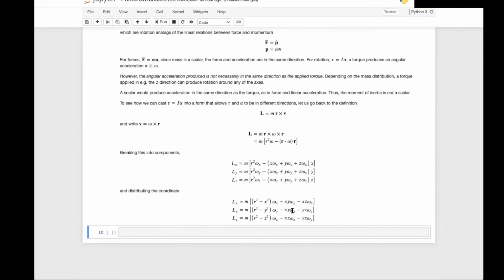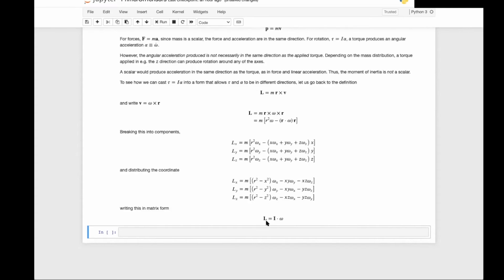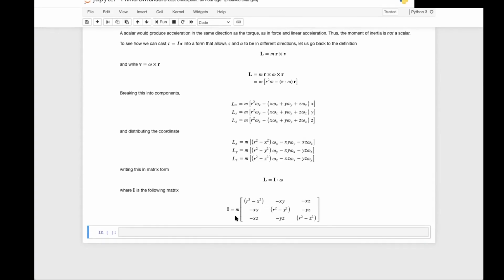In the Ly component, you also have omega x in here, omega y in here, omega z, and the same thing for the z direction. So we can write this on a matrix form. We can write this as the angular momentum is equal to something, a matrix I, that is multiplying omega, which is a column vector. So I must be given by this expression. You multiply this by the column vector omega, and then you get to the angular momentum.